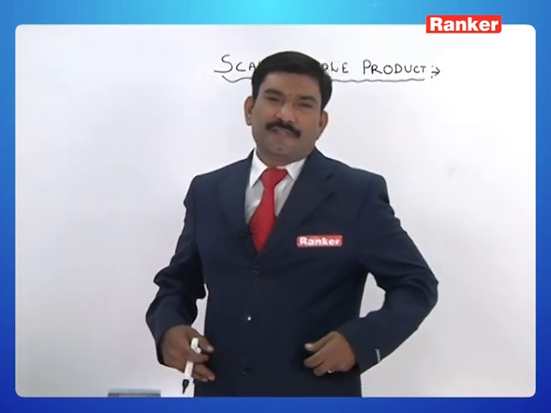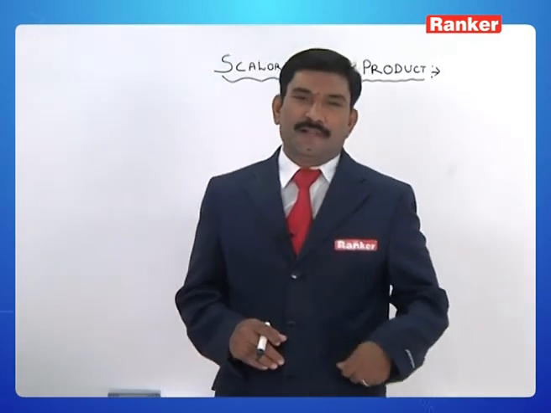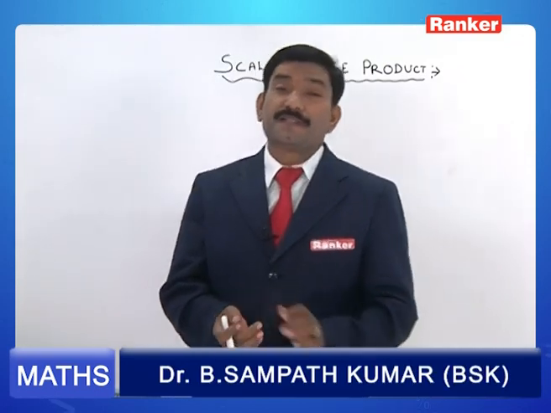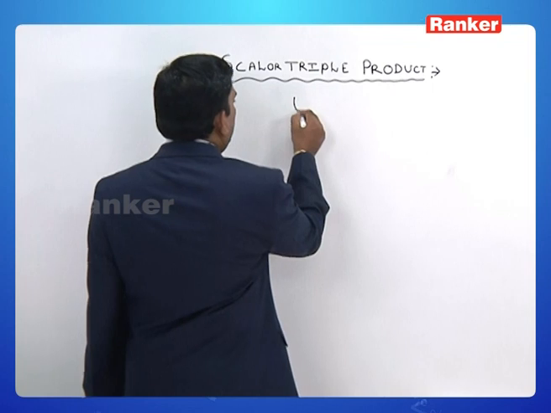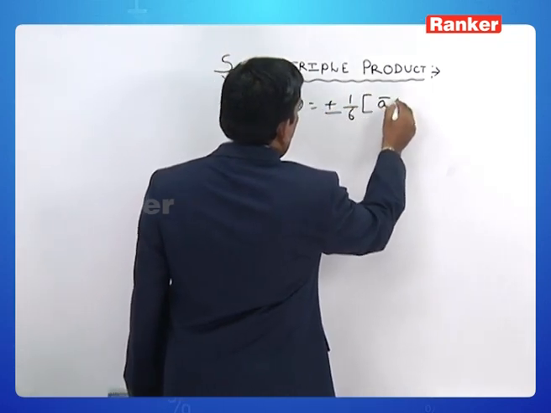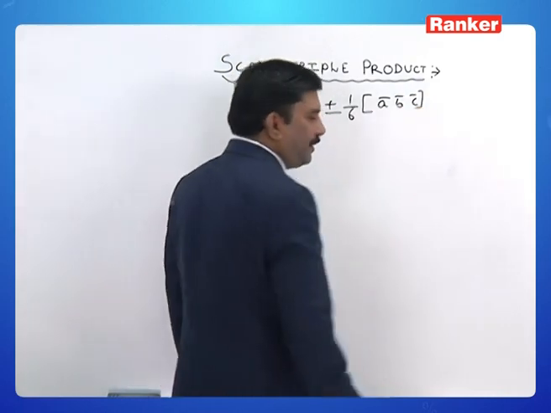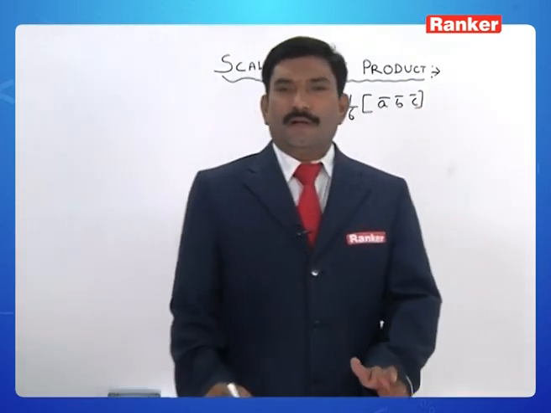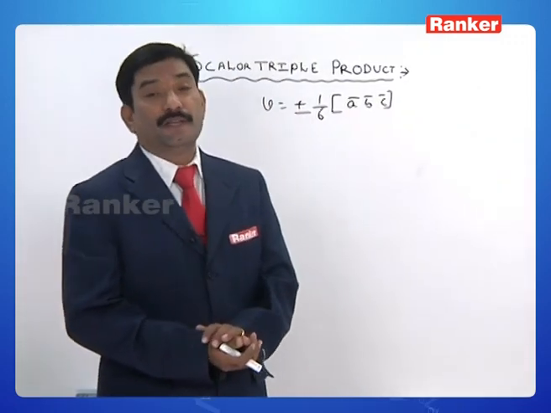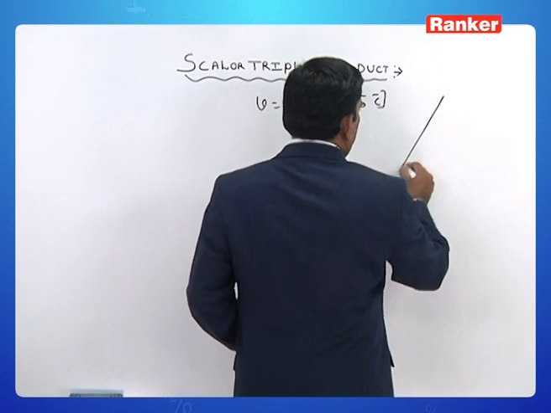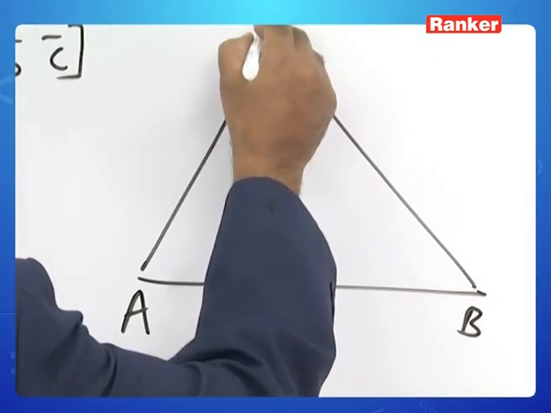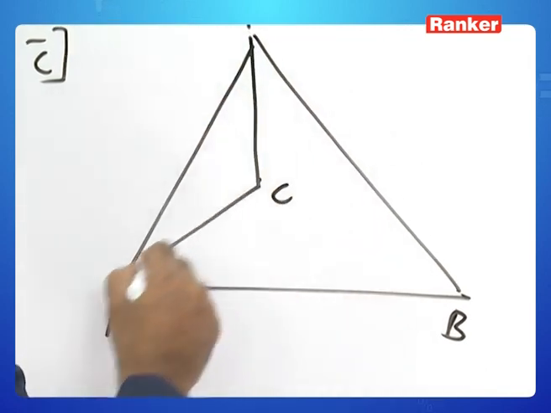Students, as we have discussed earlier, the volume of the tetrahedron formed by the three vectors A bar, B bar, C bar is given by V is equal to plus or minus 1 by 6 into box of A bar, B bar, C bar. So, prior to that, in place of A bar, if I take AB bar, this is the tetrahedron. This is A, this is B, it's D, it's C, right?